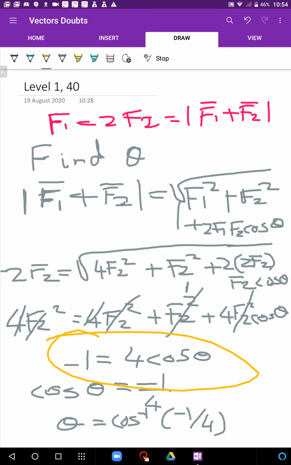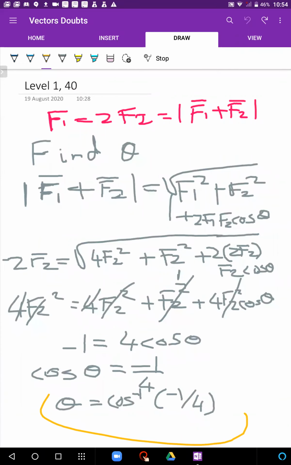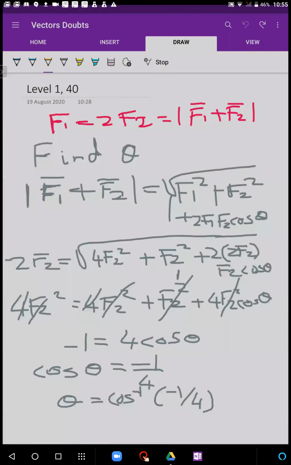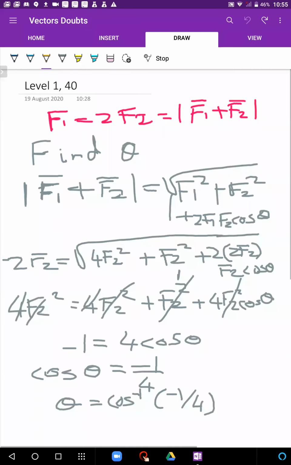You can check yourself, just expand, cancel terms. You know enough maths to do that. Cos theta is minus 1 by 4. And if cos theta is minus 1 by 4, that's not a familiar angle. So we'll report our answer as cos inverse of minus 1 by 4. Okay? Got that? Whoever asked. Option C.